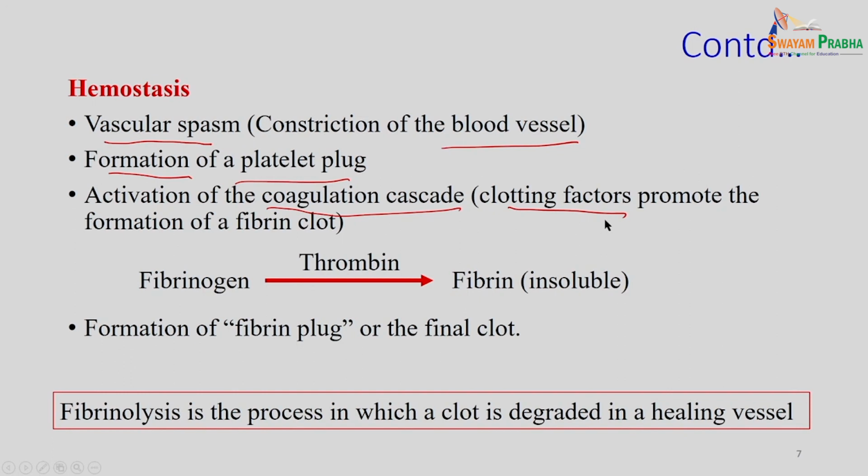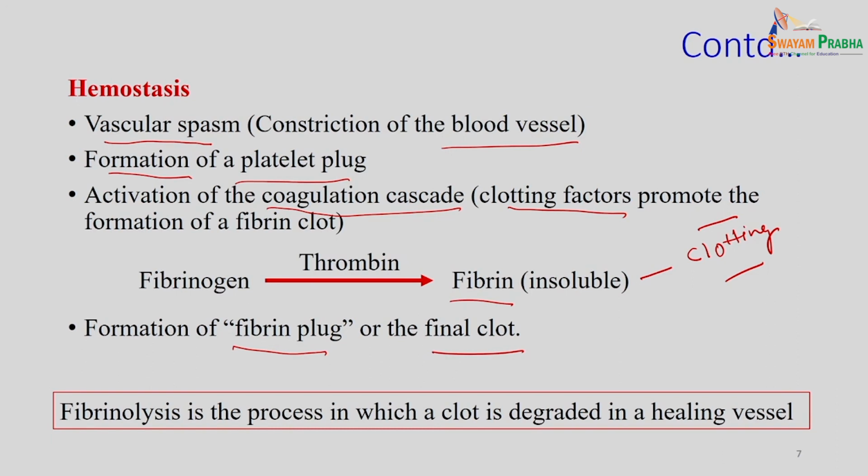Particularly, you have fibrinogen, and once thrombin is activated, it will convert it to fibrin, and now fibrin is insoluble, it leads to the formation of a clot, or you can say the clotting. And then the fourth step, once fibrin is formed, is the formation of the fibrin plug or the final clot.